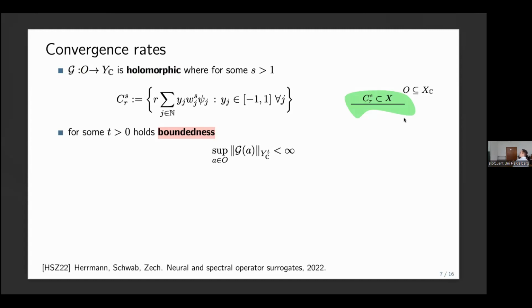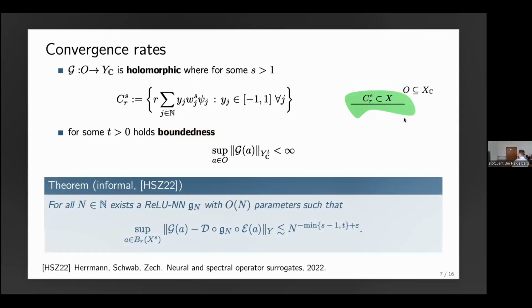Now the second assumption. The first one was this holomorphy, so strong smoothness of this map. And the second one is a boundedness assumption, namely I assume that G of A belongs to YT. Again, I assume that I have a certain decay on the coefficients in terms of my output frame. This is what this assumption says.